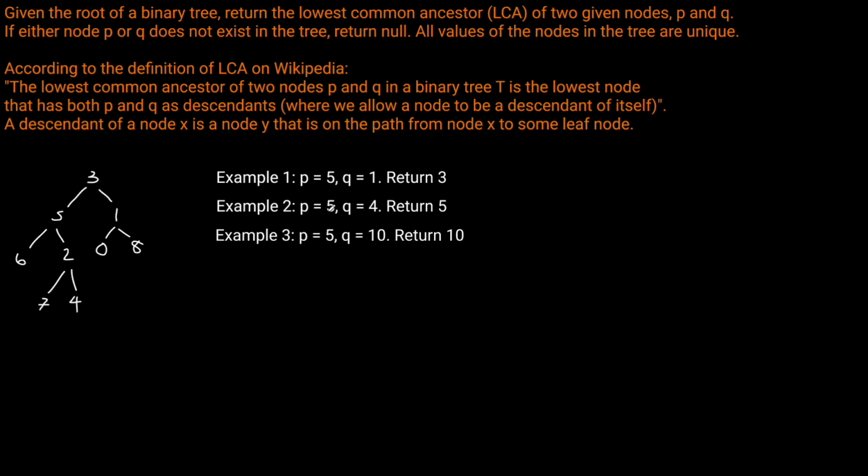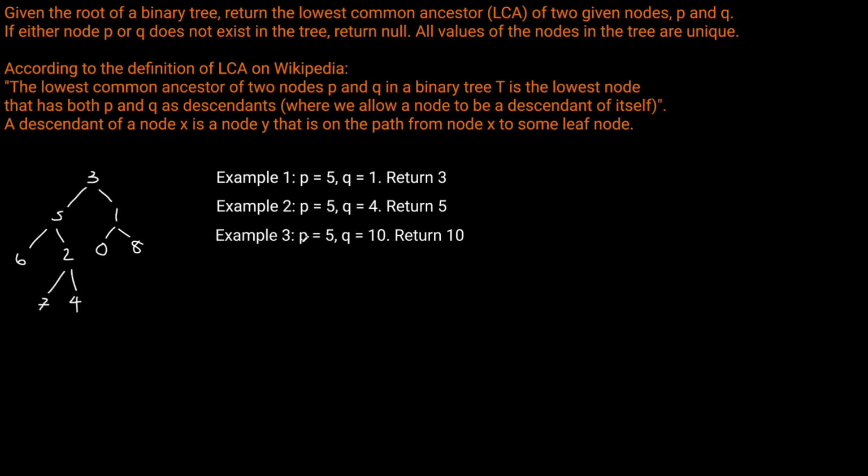What about if P equals 5 and Q equals 4? So it's this node and this node. As we can see, it's going to be 5 because this is the first point where they converge. And remember that a node is allowed to be a descendant of itself. So that's why 5 would be the LCA here, because it's the lowest common ancestor for this 4, and it's an LCA of itself. So this is the first point where they converge.